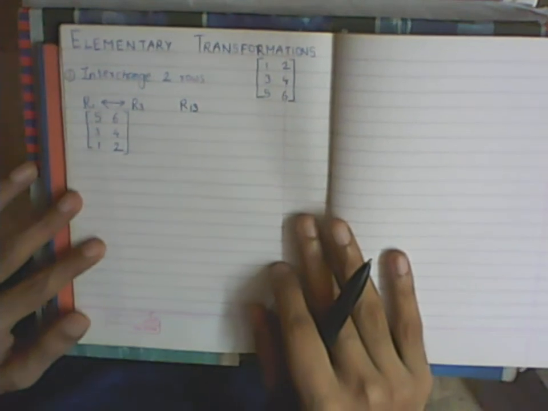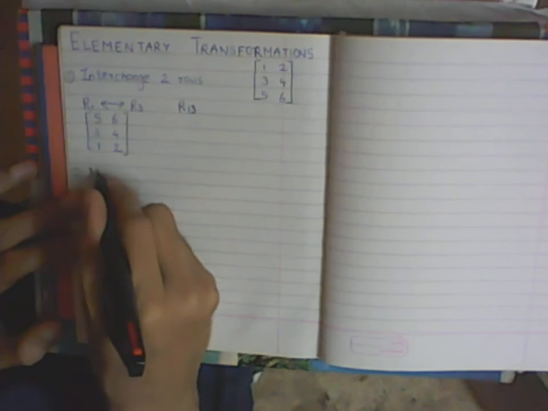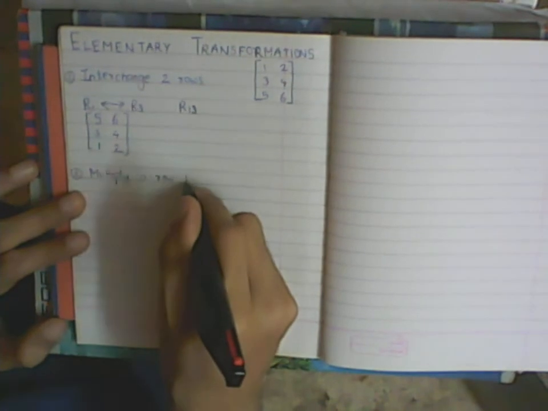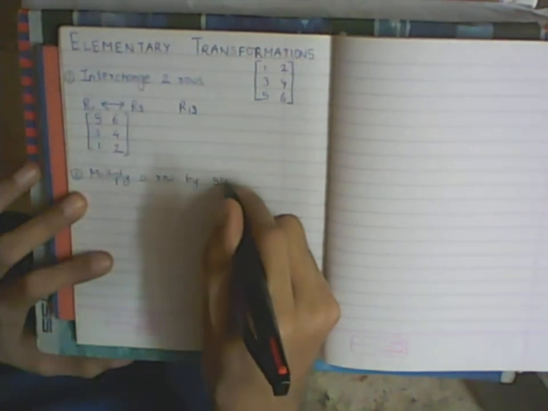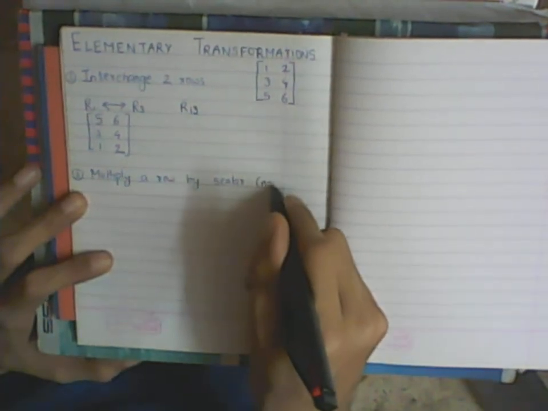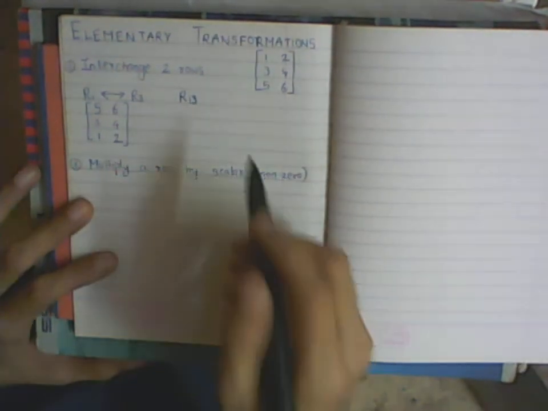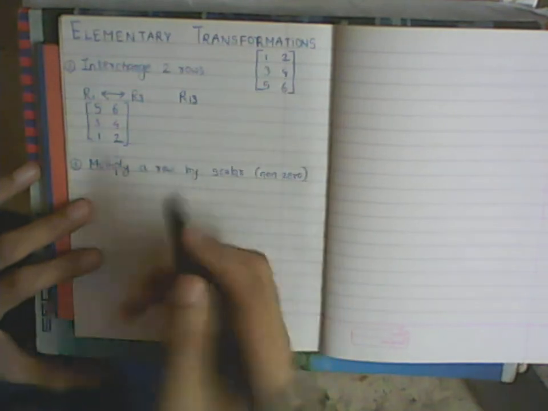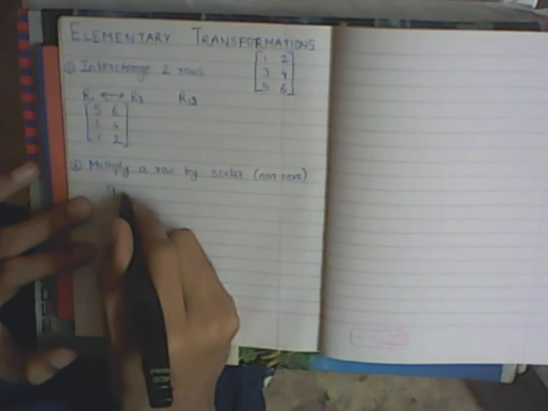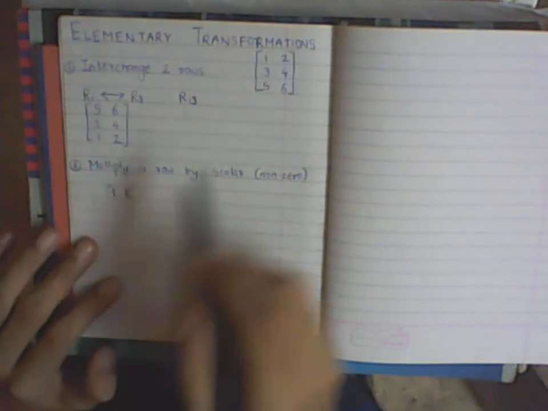The other kind of transformation that you can do is this: you can multiply a row by a scalar. As you know, a scalar is just a number, and here it has to be a non-zero scalar. So let's say I want to multiply the first row by, let's say, 9. One way of denoting this is 9 times R1, where the first row is denoted R1. This is the transformation that I am applying on this matrix.